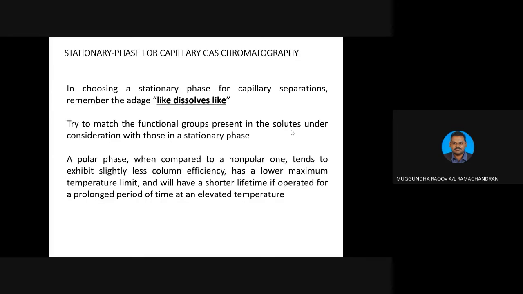So, the stationary phase for capillary gas chromatography. In choosing a stationary phase for a capillary separation, remember, like dissolves like. Try to match the functional groups present in the solute under consideration with those of the stationary phase. When you compare a polar phase to a non-polar one, it tends to have slightly less column efficiency, must have a lower maximum temperature limit, and will have a shorter lifetime if operated for a prolonged period of time at an elevated temperature.